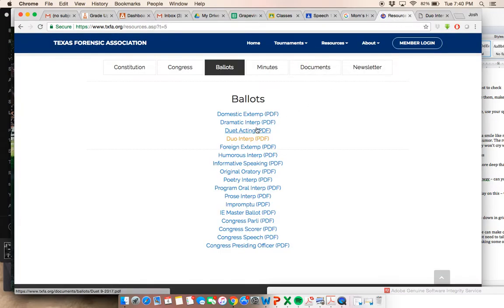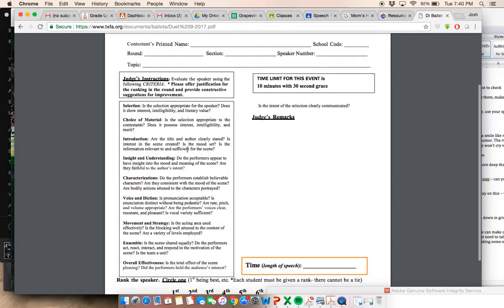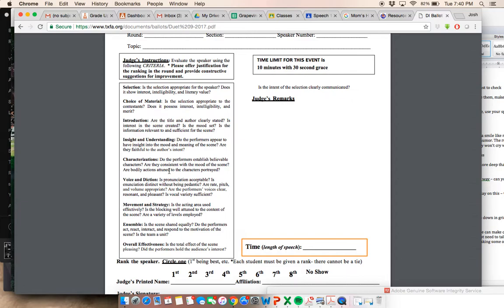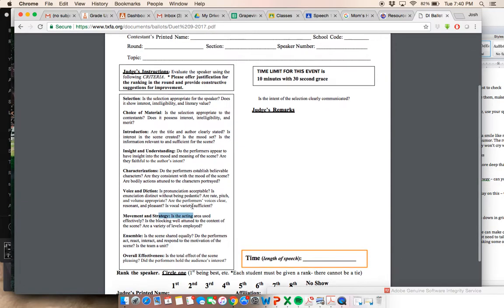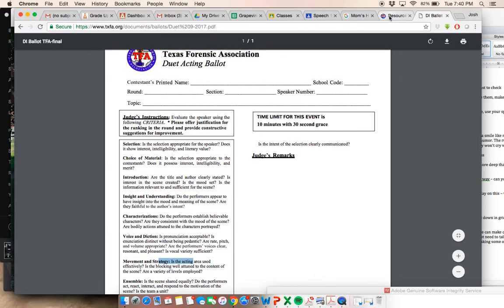Whereas in duet, they can touch, they can make eye contact, and they also can use two chairs as props. So same kind of thing, but when you look at movement and strategy, how are they blocking it, right? Are they showing you different levels with the chairs? Are they doing anything with them? Are they touching? Are they not? Are they looking at each other? How are they interacting in the space?